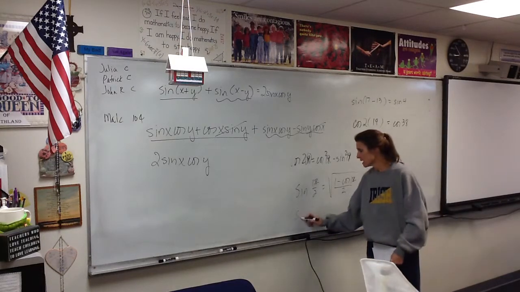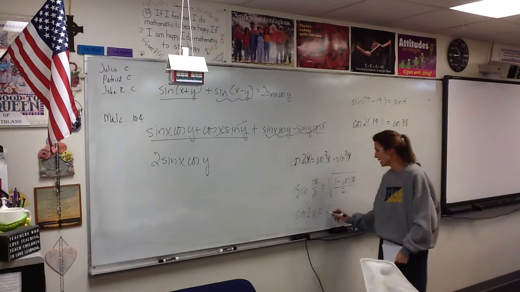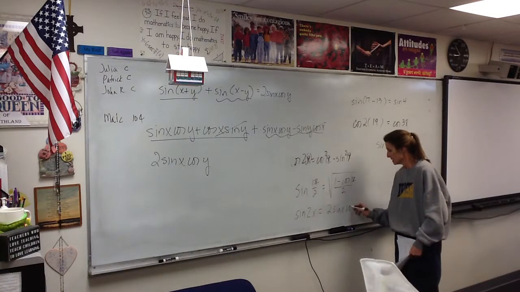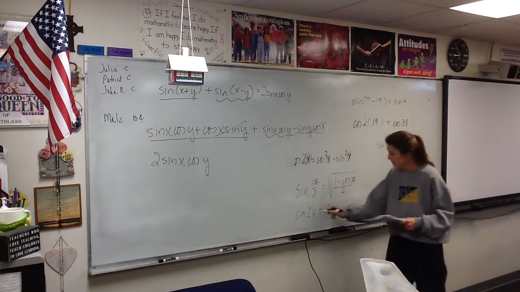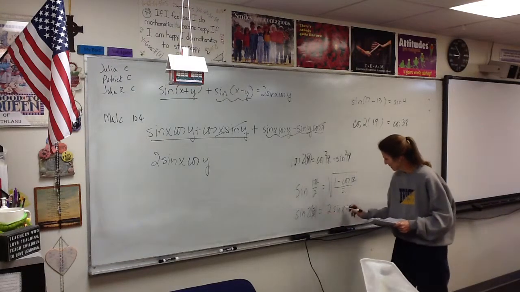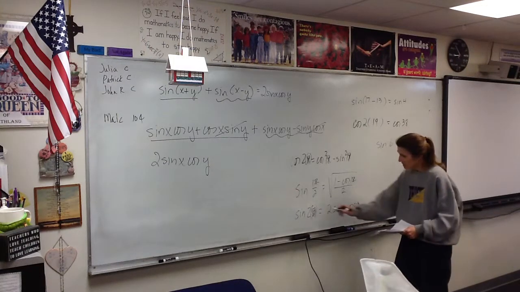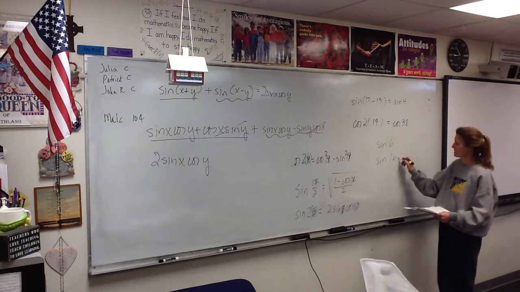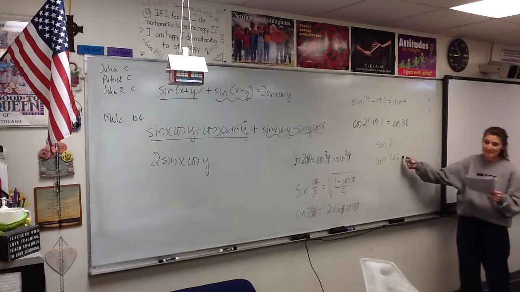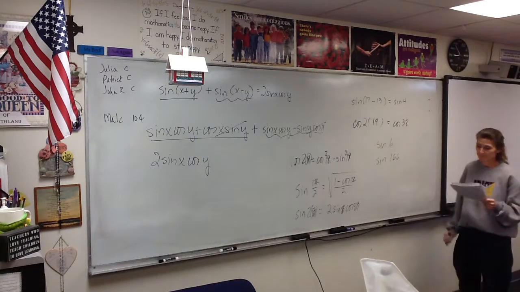2 sine cosine is your formula for sine 2x. The difference is we don't have x's, we have 83s. So this is a formula for the sine of 2 times 83, or 166. That is D, 7D.